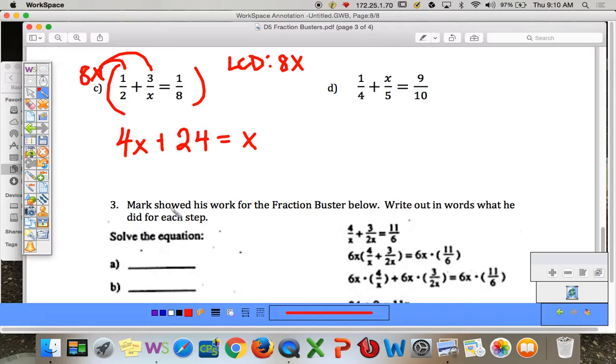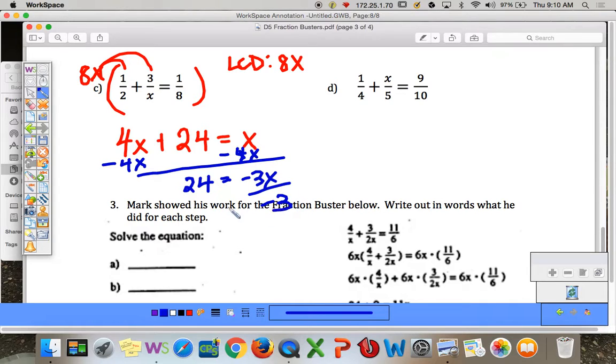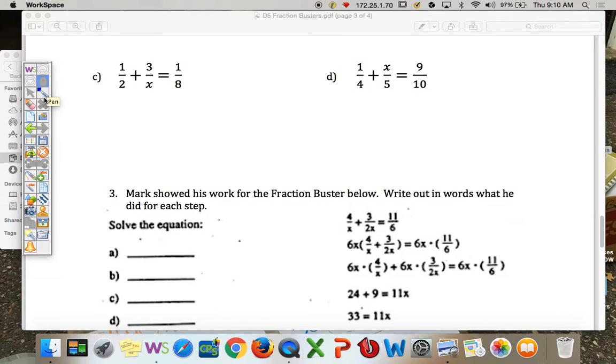Let's subtract 4x from each side. We get 24 equals negative 3x. Divide each side by negative 3. So x will be negative 8. All right, so you're going to finish this for your assignment, and we'll spend another day looking at fraction busters tomorrow.